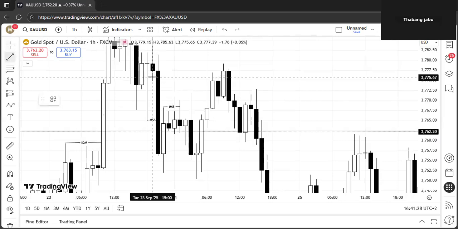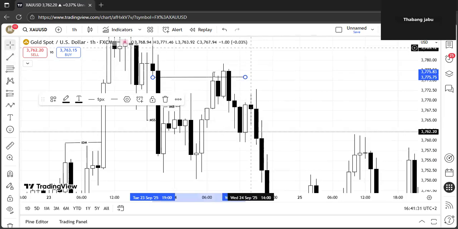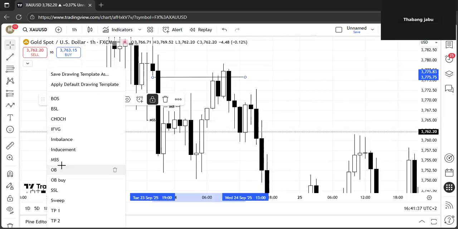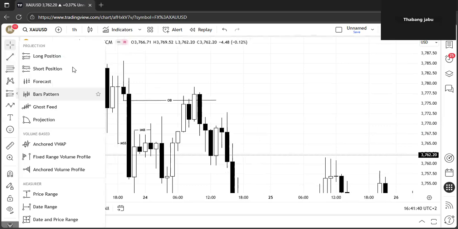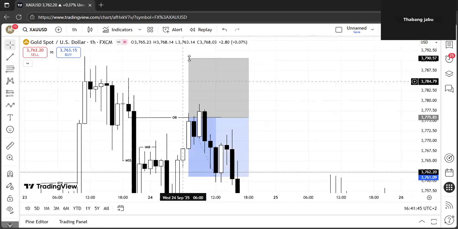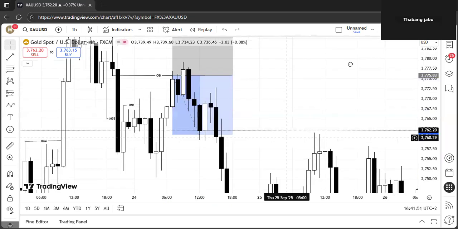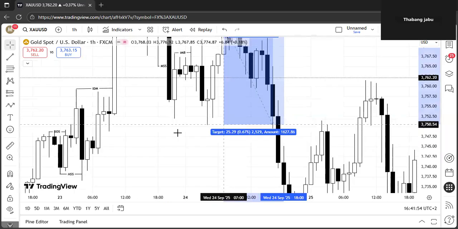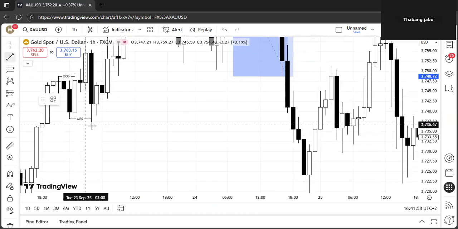And then we can finally mark our order block. Okay, this is our order block. We mark, okay, the top of the order block. And then we sell to the sell side liquidity, which was found here.